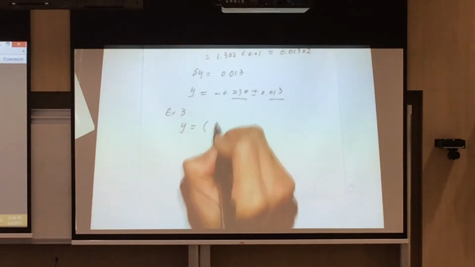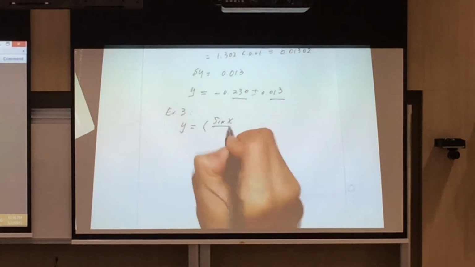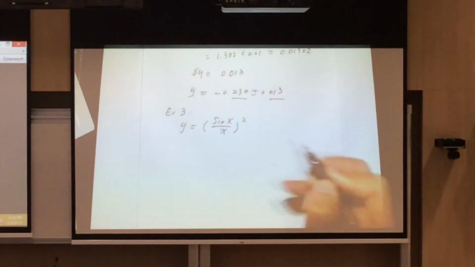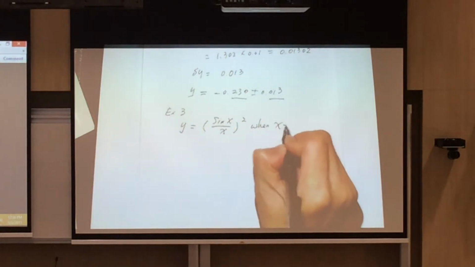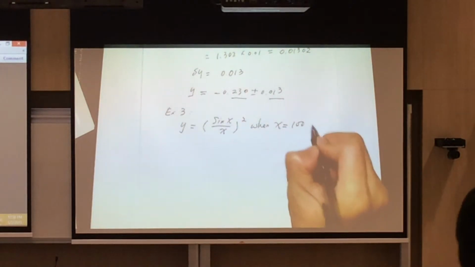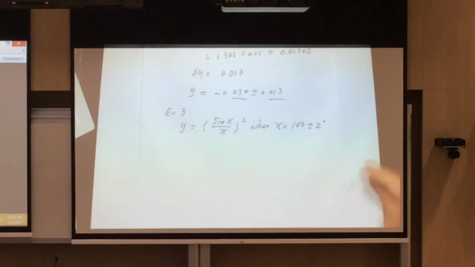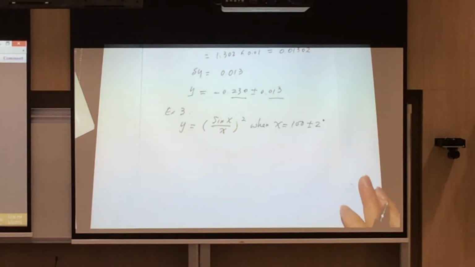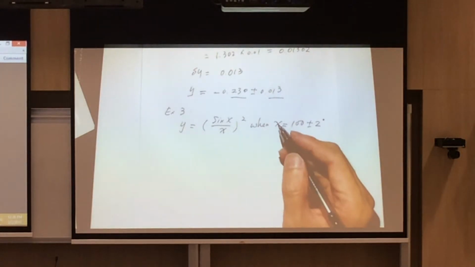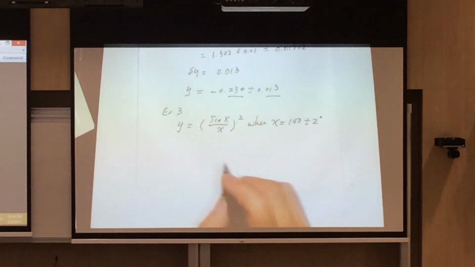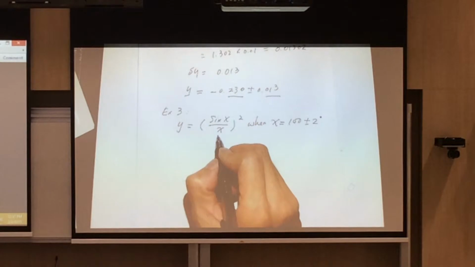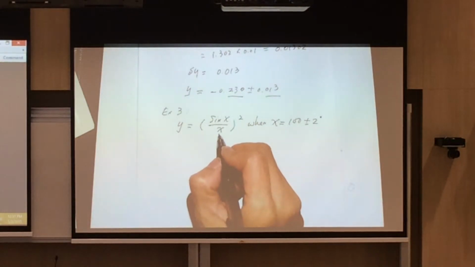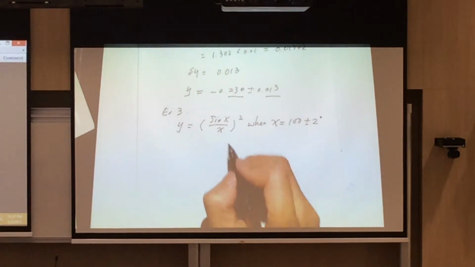So we have the function sine x over x squared, where x equals 100 plus or minus 2 degrees. So now your function is sine x over x squared. It's not so easy to do the differentiation.